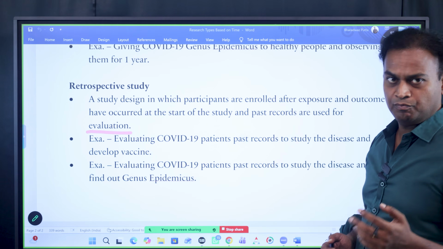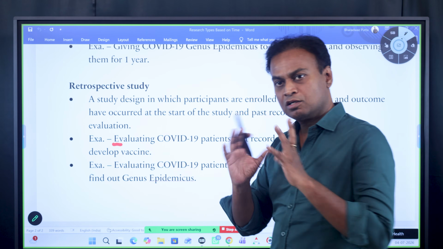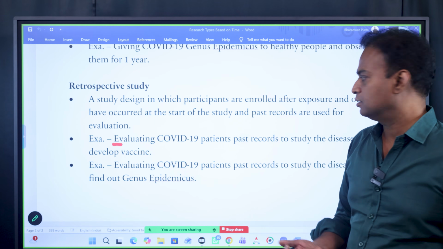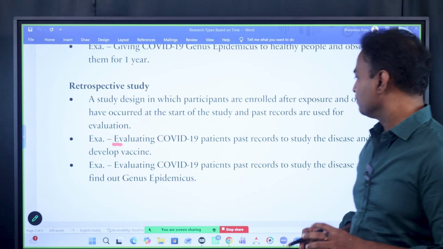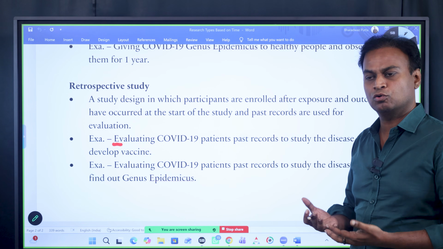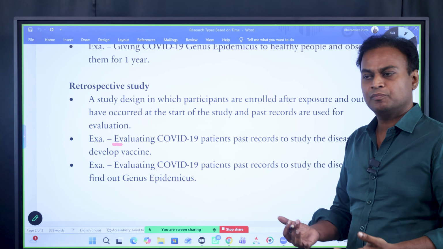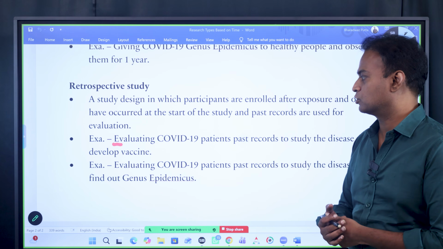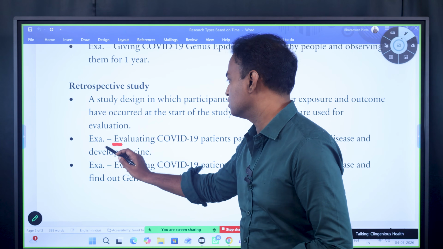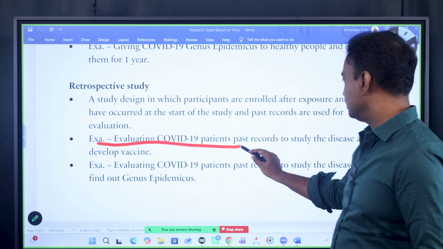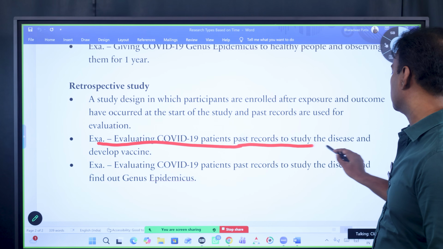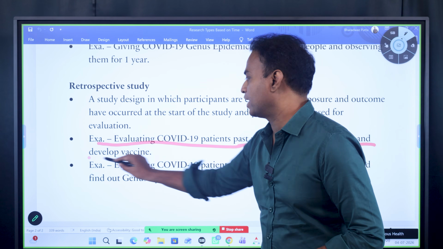So what is the best example? See, at the start of the COVID, some people had COVID, right? And what the companies have done, for the patients who have already completed the COVID and are healthy now, they ask the patient to get the report. They analyze the reports to develop the vaccine. So what is that? Evaluating COVID-19 patients' past records to study the disease and develop the vaccine.